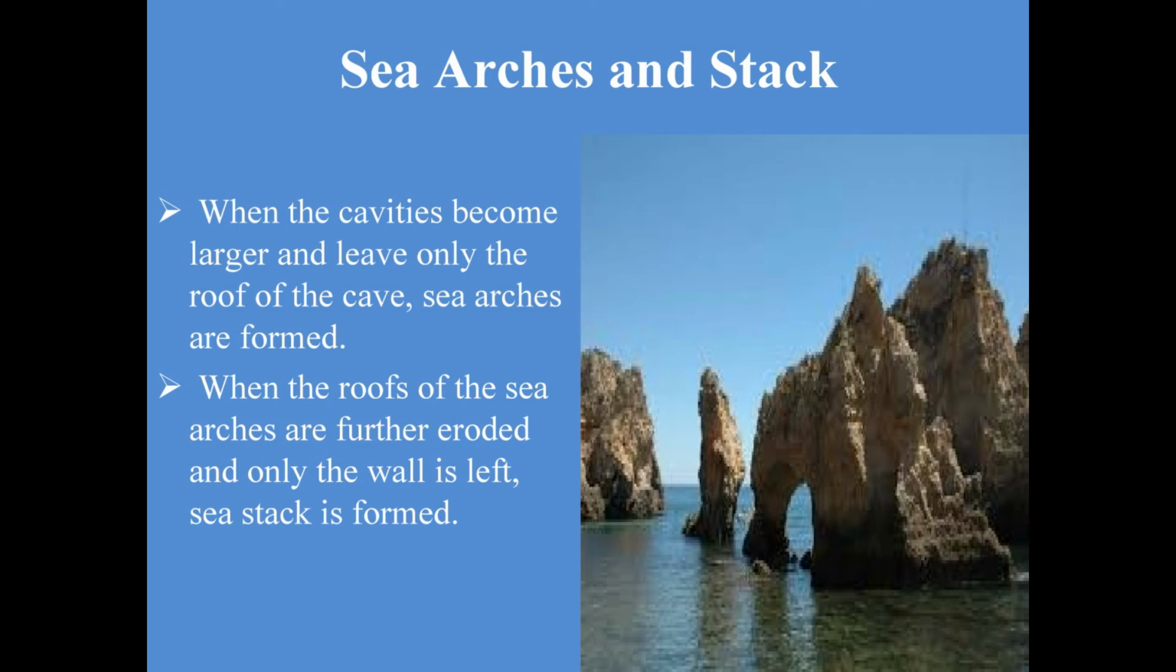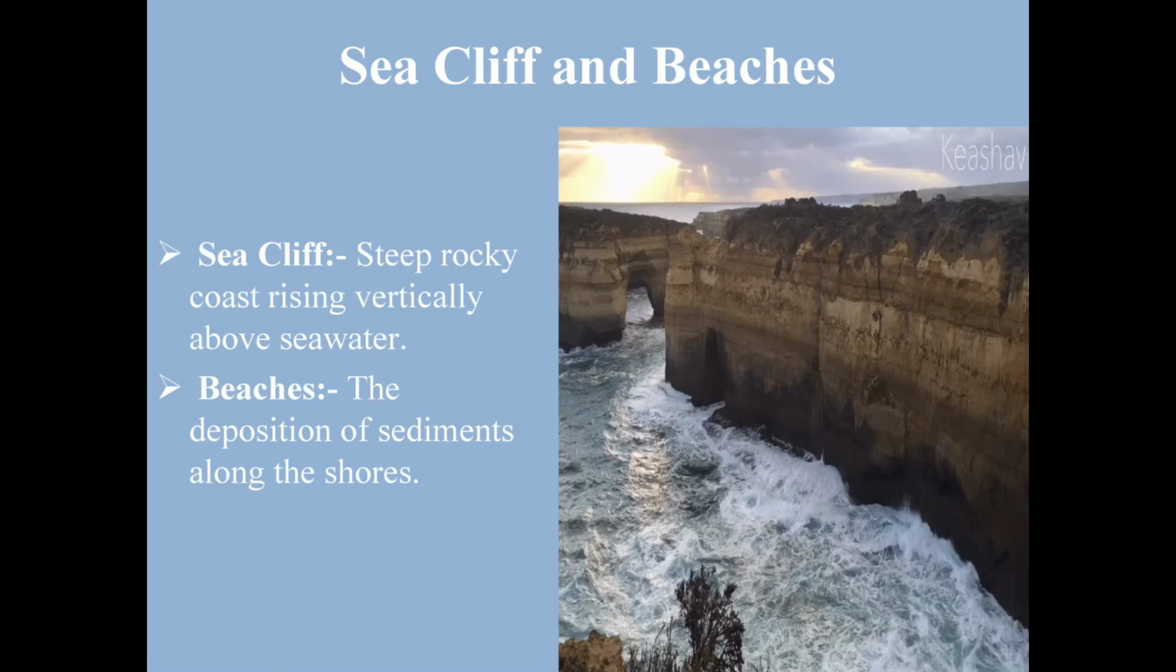Sea stack. A stack is a geological landform consisting of a steep and often vertical column or columns of rock in the sea near a coast. Stacks are formed when part of a main landform is eroded by water action or water crashing against the rock. Sea cliff and beaches. The sea water coast rising almost vertically above the sea water is called a sea cliff. Sea beaches. The span of the seashore, which is flat, and where the waves leave behind sediments in the form of fine sand, is called a beach.